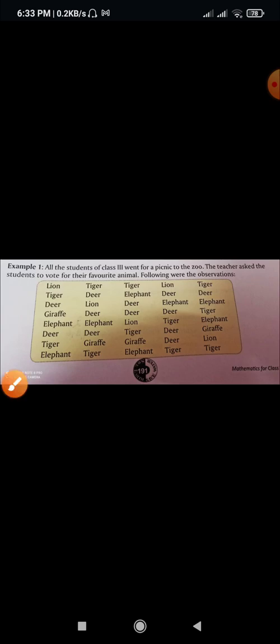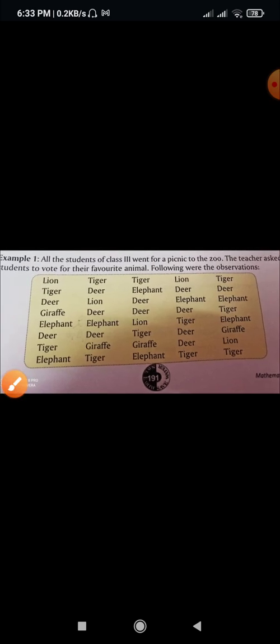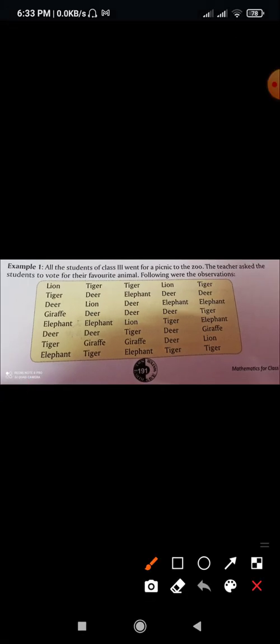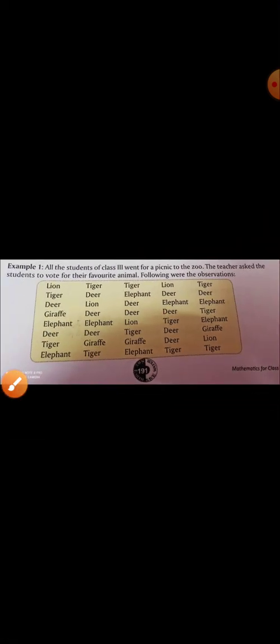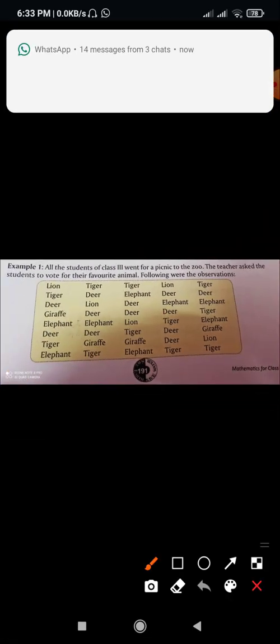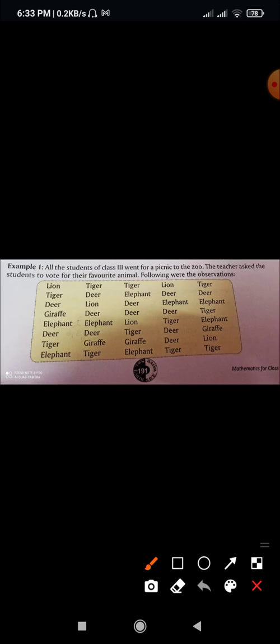The question is, all the students of class 3 went for a picnic to the zoo. The teacher asked the students to vote for their favorite animal. The following were the observations. So a table is given. In this table, so many types of animals are there, like tiger, lion, deer, giraffe and elephants. Again and again they are repeating the names of the animals.